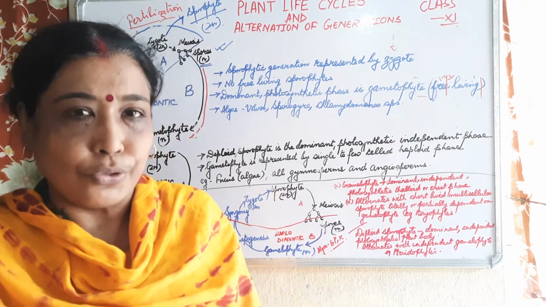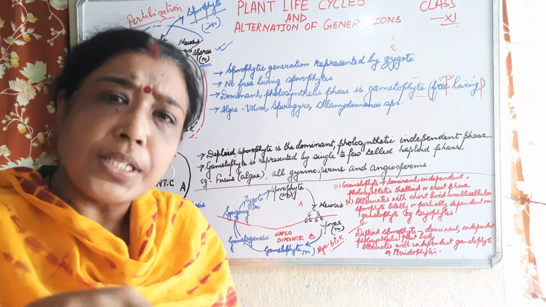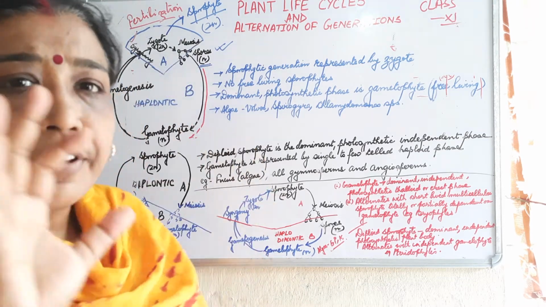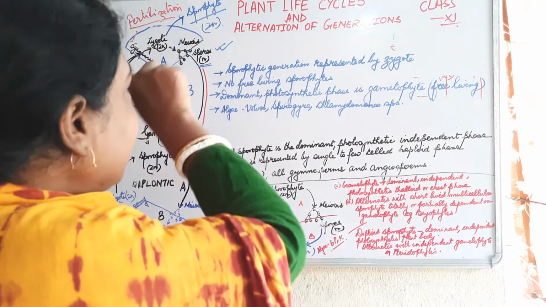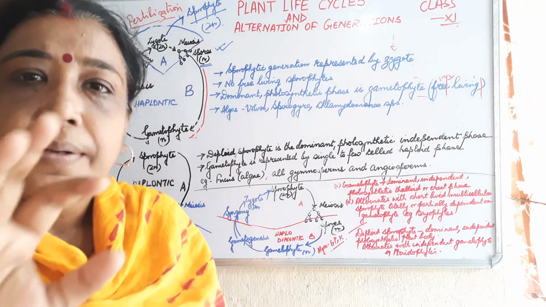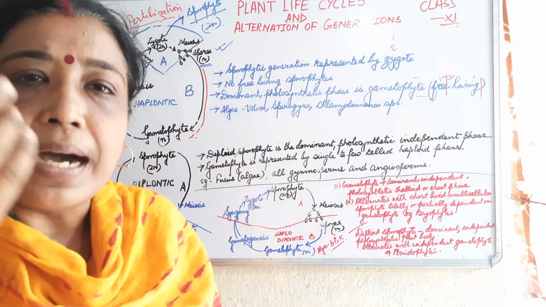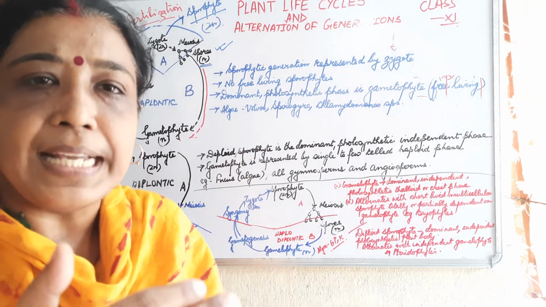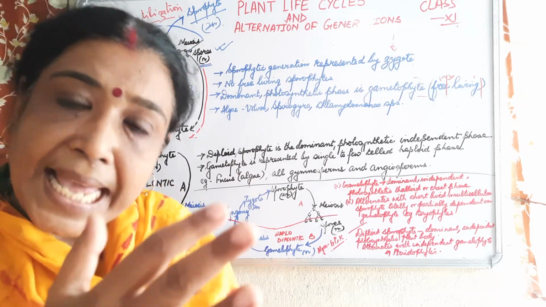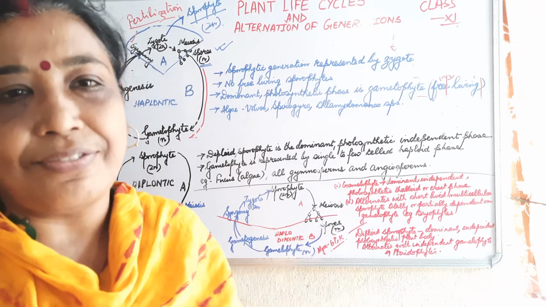ठीक है, तो फिर उसको देखते हैं. चलो, the basic structure of the life cycle pattern remains the same. वो जो basic structure है ना, वो same रहेगा. सिर्फ वो depend करता है how it is alternating between the gametophytic phase and the sporophytic phase, which one is dominant, that is differentiating the different life cycles.